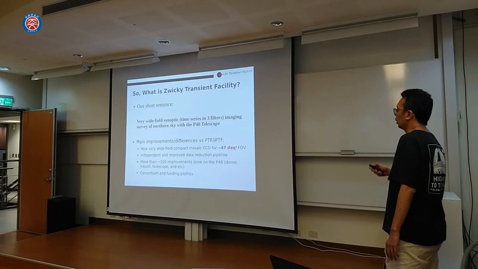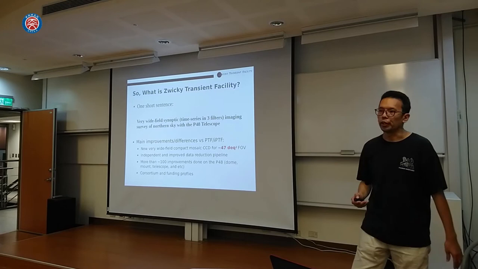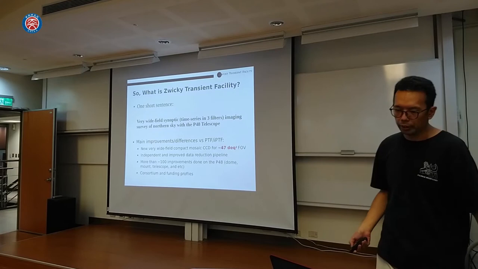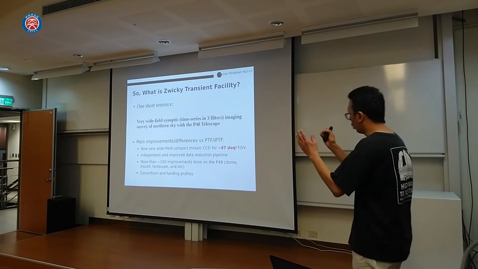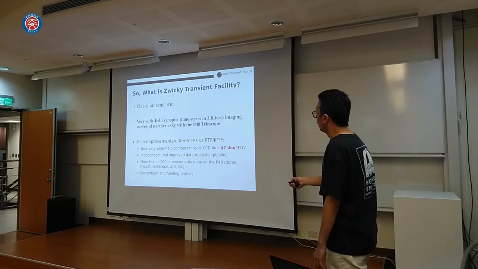So they are using the same telescope, but now ZTF uses a very wide field compact CCD camera, and the field of view is 47 square degrees. If you do not have a sense of how big, I will show you in the next slides. There are also many improvements to the data reduction pipeline, giving much better quality data. Actually there are more than hundreds of improvements here and there: on the dome, the mount, the telescope, the RA drive, the air conditioning inside the dome, many things. And the most important is funding and the consortium.